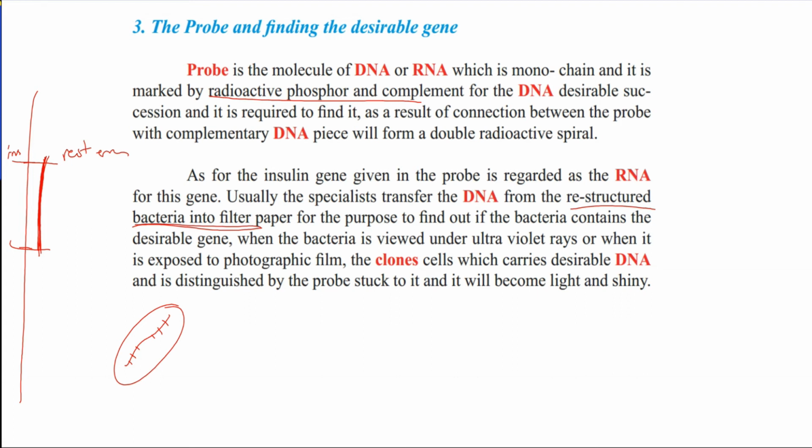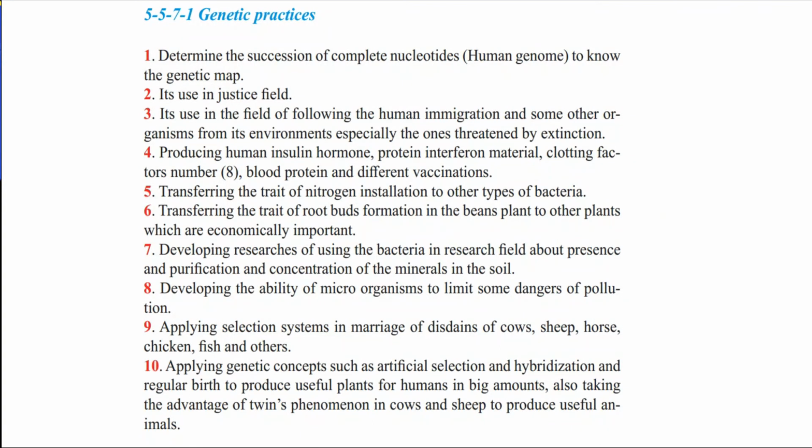We remember this step 4. When the bacteria are viewed under UV light rays or exposed to photographic film, the clone cells will receive this piece of genetic material which carries the desirable DNA, and distinguished by the probe stuck to it, it will become light and shiny. So then these bacteria can divide by binary fission, increase their number, and we get a colony of bacteria which contain the gene responsible for production of insulin.